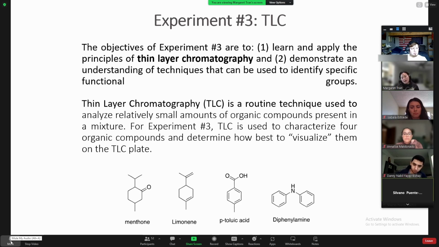Limonene, awesome. Limonene is going to be nonpolar, right? Therefore, the strongest interaction is going to be not dipole, dispersion, right? So since it has dispersion, van der Waals, that's going to be the weakest. Therefore, it's going to be able to move up the highest. So the highest RF. What's the next one?